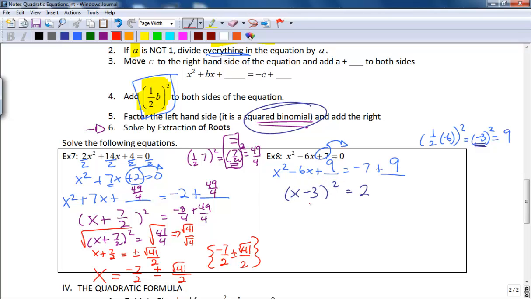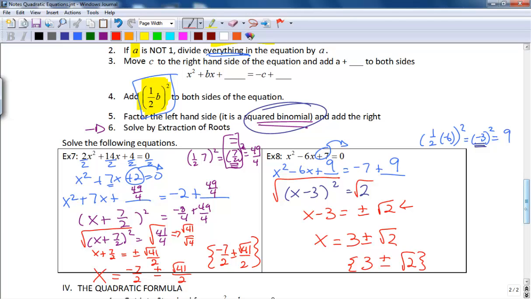Well, I'm isolated here on the left, so I can take the square root of both sides to solve. Squared and squared cancel, so x minus 3 is equal to plus or minus root 2. Is this pretty? Nope, it's not a pretty number, so just solve for x by adding 3 to both sides, and I get that x is equal to 3 plus or minus the square root of 2. So the solution set here is 3 plus or minus root 2.